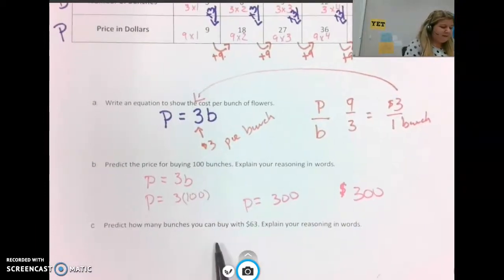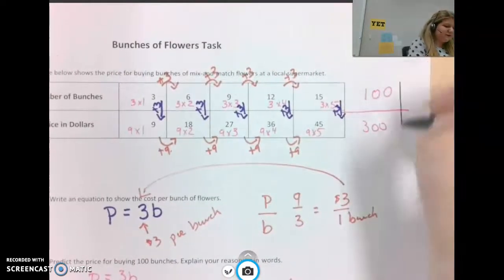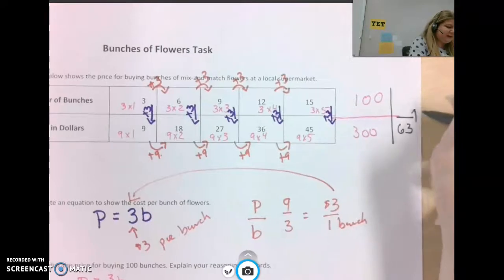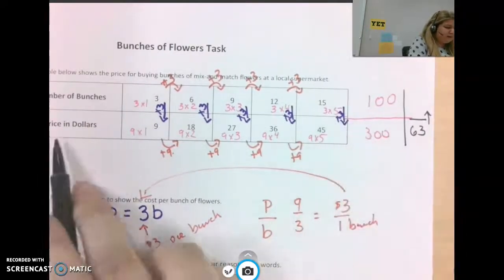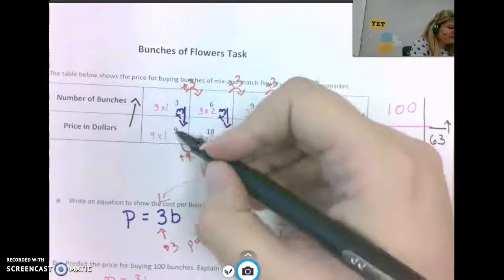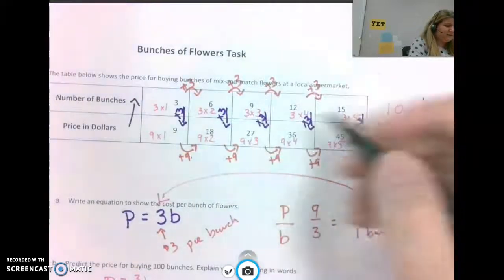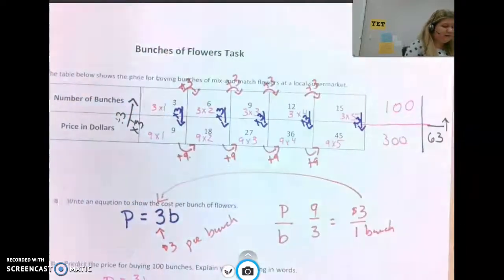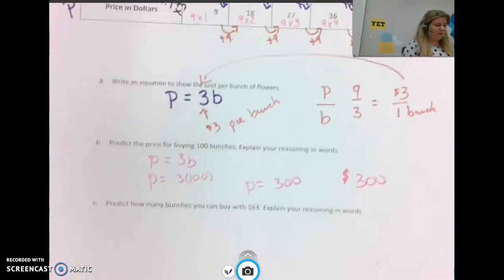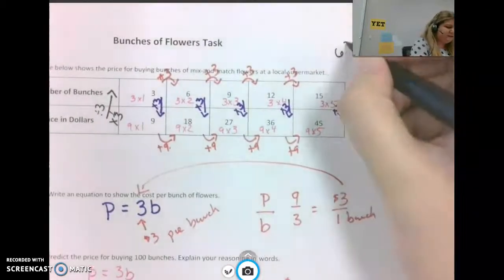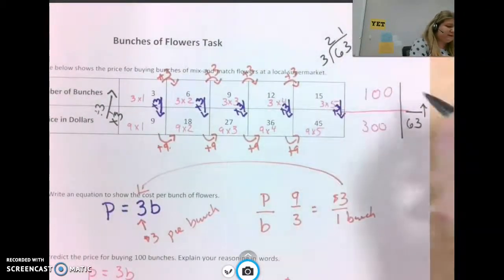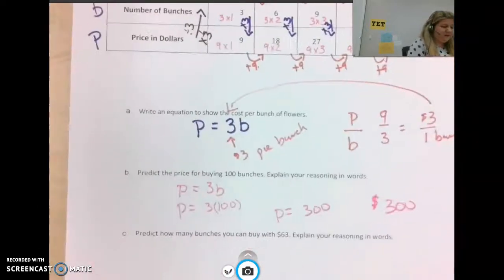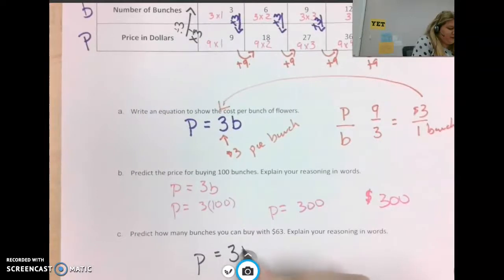Okay, predict how many bunches you can buy with $63. So this time I have $63. How many bunches can I buy? So going from the price to the bunches, looks like I'm dividing by 3 each time, which I could also say is times 1/3. Alright, so let's see, 63 divided by 3 is 21. So I know my answer is 21 bunches, and I'm going to do that with the equation.